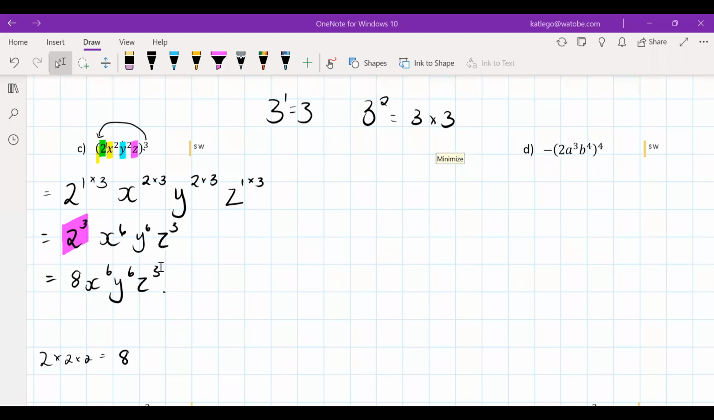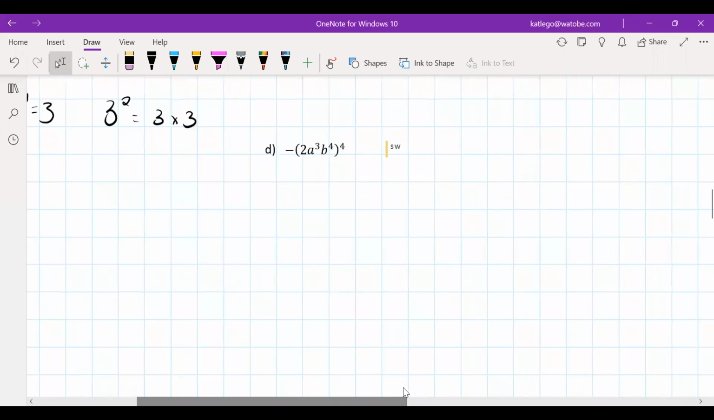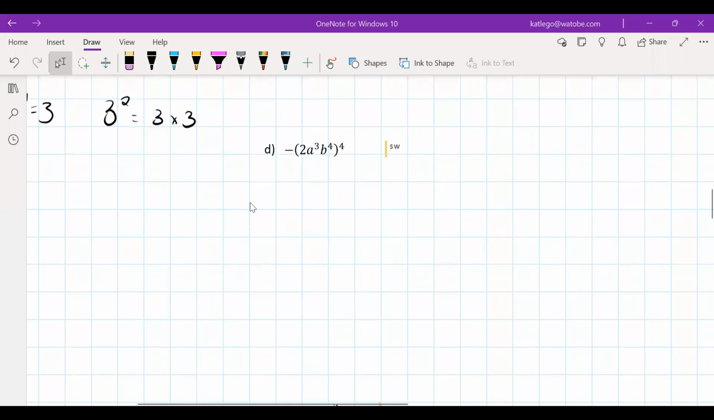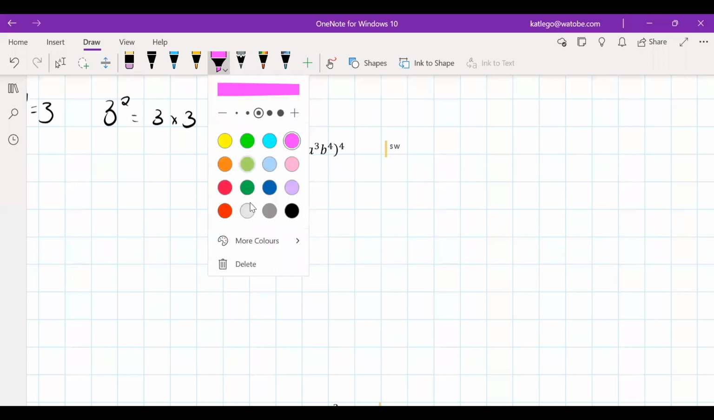Hi, ma'am. So, ma'am, I'm doing D. It will be negative 2a to the power of 3 times 4 and b to the power of 4 times 4. Then the answer will be negative 2a to the power of 12 and b to the power of 16. Okay. Most of that is right, but not all of it.